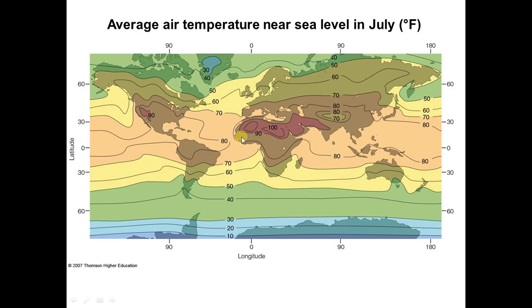The highest temperatures in July are found over the Sahara Desert, extending into Saudi Arabia and parts of the Middle East, as well as this area of the Sonoran and Mojave Desert in the southwestern United States. You can see ocean currents playing a role in temperatures. See this southward tongue of cooler air temperatures? That's an effect of the California current.